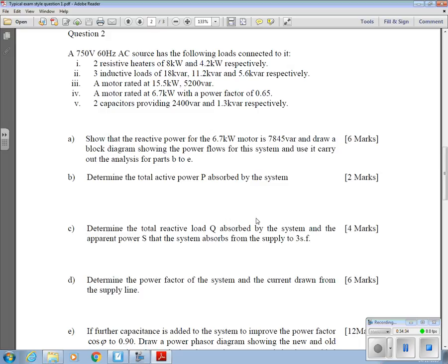How are we going to determine the total power? Once we've drawn our spider diagram, total power is all the powers added together. Total Q, add them all together. What we've got to be careful with there, though: we've got 3 inductive loads that have got VARs, 2 motors that have got VARs involved with them, and 2 capacitors that have got VARs. What have we got to be careful of?